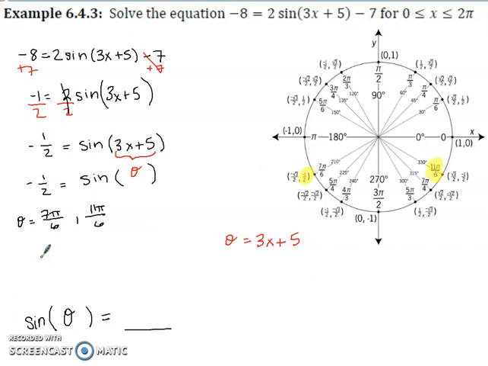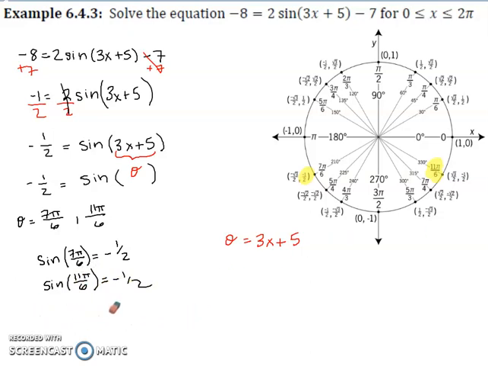So what we have found is that sine of 7 pi over 6 is equal to negative 1/2. Similarly with 11 pi over 6, sine of 11 pi over 6 is equal to negative 1/2. But they haven't asked us to find theta. There was no theta even in the question. What they asked us to find was x.